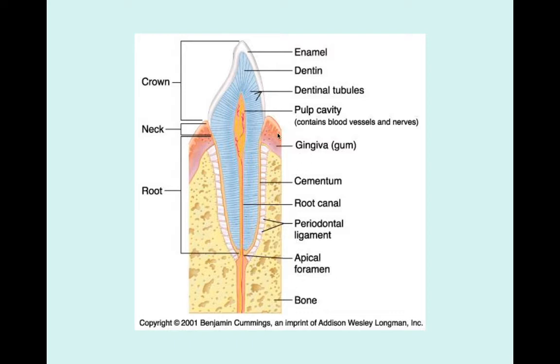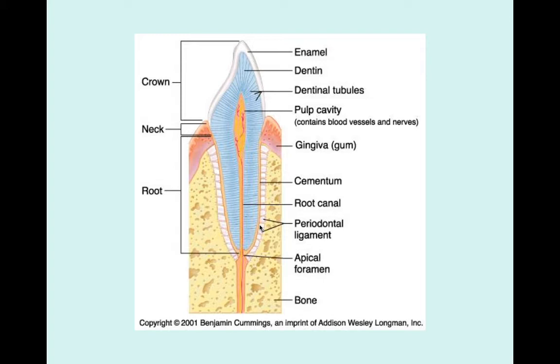The gingiva, again, remember, are your gums. The cementum is the material holding that root in the jawbone. The periodontal ligament is basically a ligament. You'll talk about this more in your college anatomy. It makes the tooth a little bit flexible.